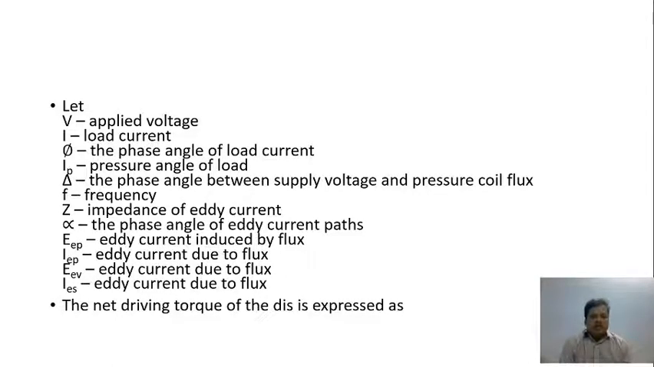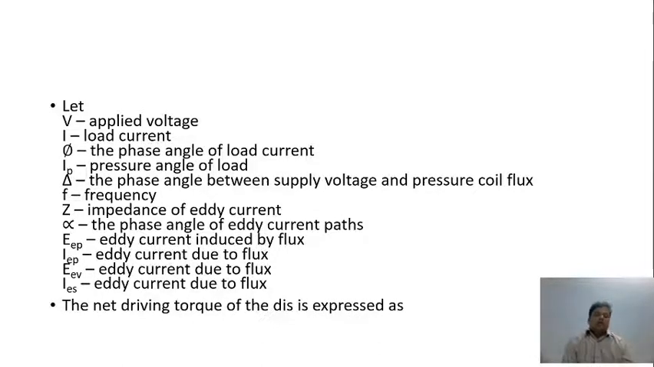the phase angle of load current, and IP the pressure angle of the load, and the phase angle between supply voltage and pressure coil flux is delta. F is the frequency and Z is the impedance of the eddy current, and alpha is the phase angle of eddy current paths. EEP is the eddy current induced by the flux. IEP is the eddy current due to the flux. EEV is the eddy current due to flux. IES is the eddy current due to flux.